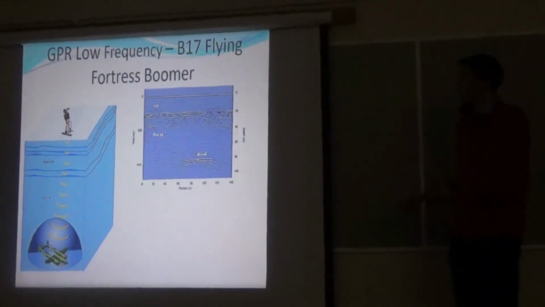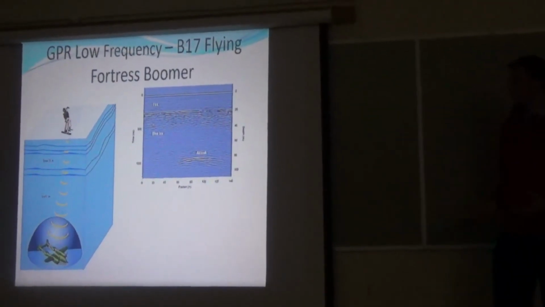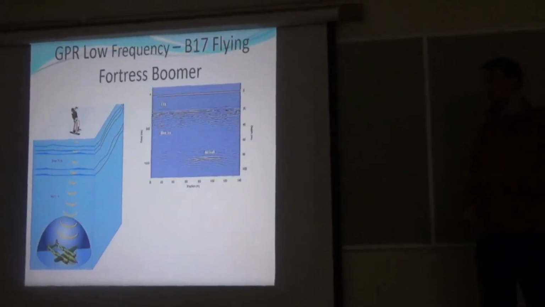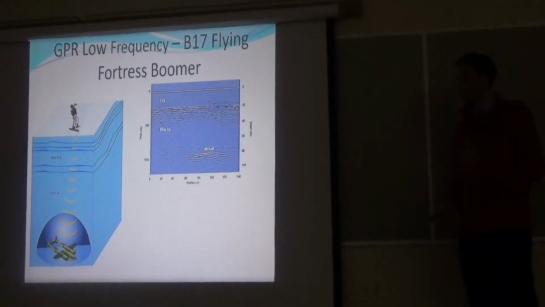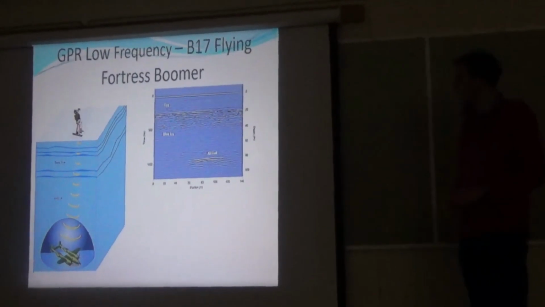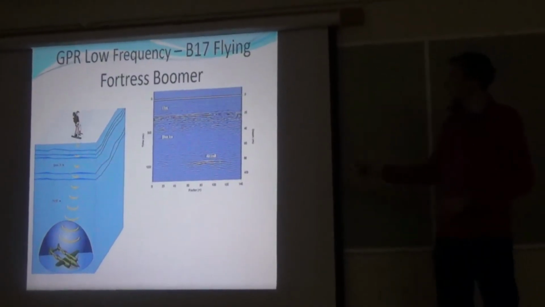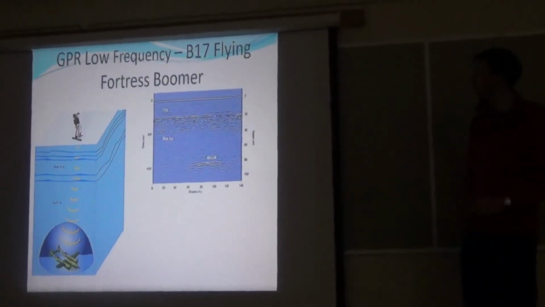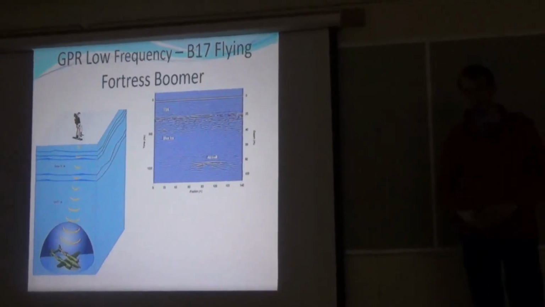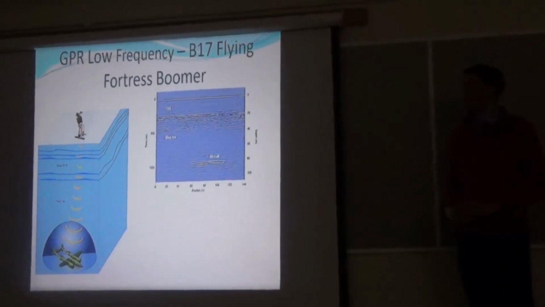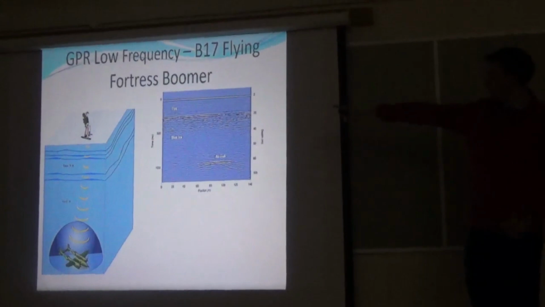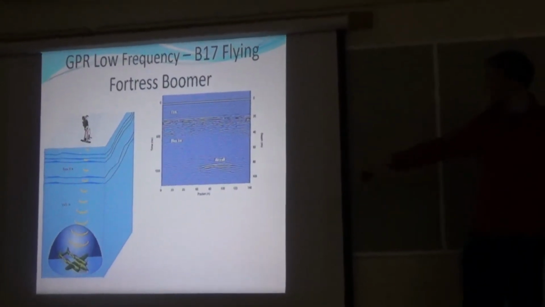It's an example of where someone's used a low frequency sensor, so they're most likely using a 50 megahertz or possibly a 10 megahertz sensor. They were looking for a B-17 Flying Fortress bomber in Greenland. It crashed in 1942, so they're penetrating through ice sheets.